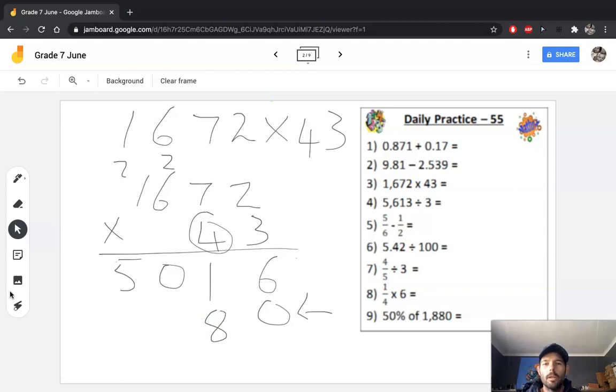4 times 7, which is actually 40 times 70. We're going to put, 4 times 7 is 28. So we need to put the 8 down again and carry the 2.